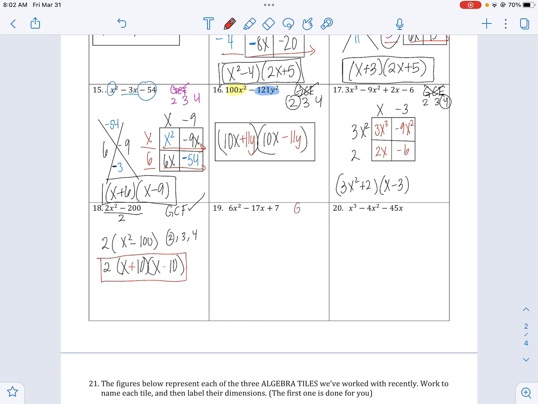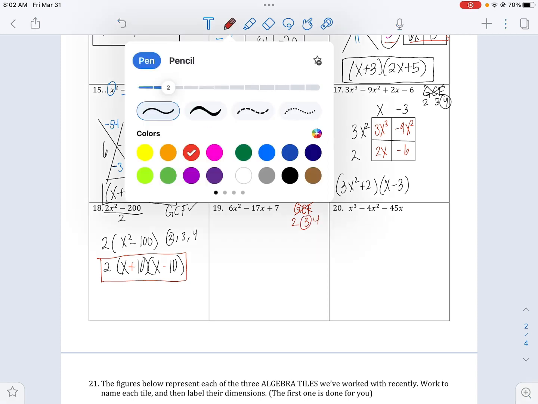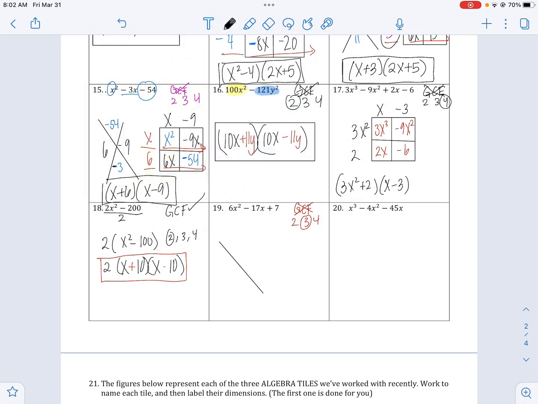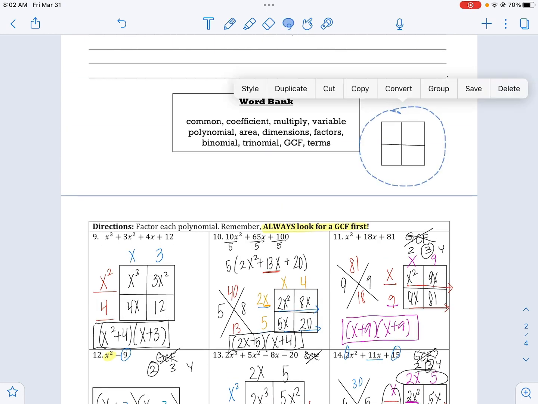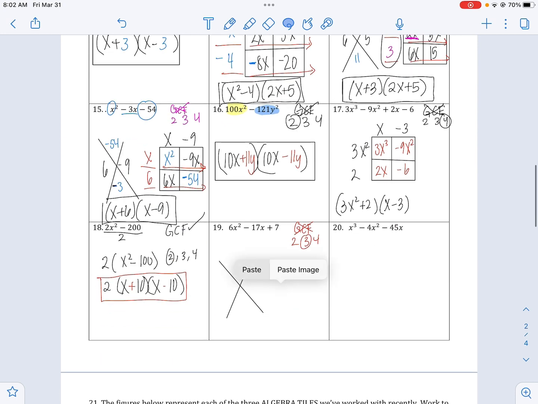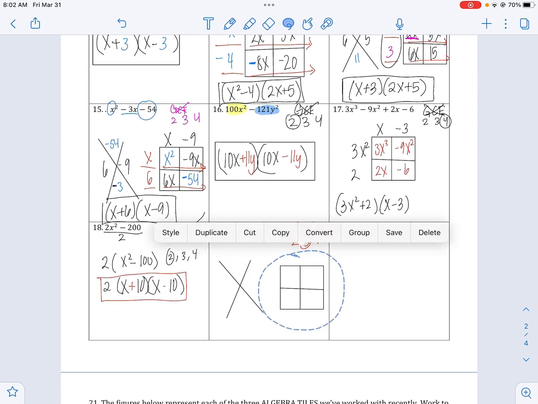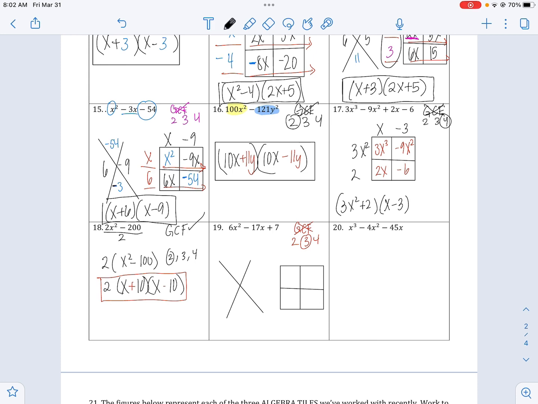Now, ask yourself, do you have a GCF here? No. 2 terms, 3 terms, or 4 terms? 3. Let's go ahead and create our x method. All right, we created our x, and we have this little guy, our box. Okay, let's do that really quickly. We get 6 times 7 is 42. Add up to negative 17. So go ahead and press pause. Think of those 2 numbers.